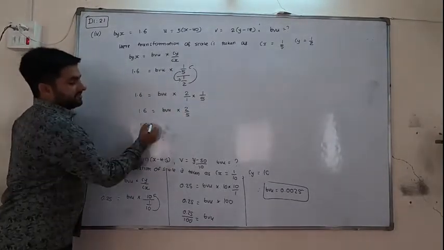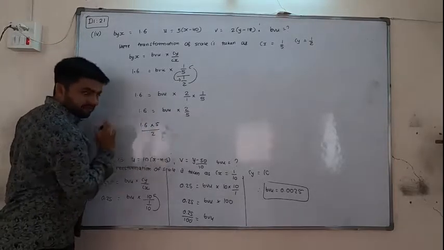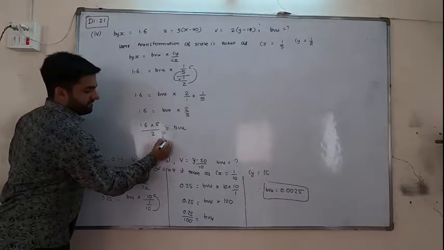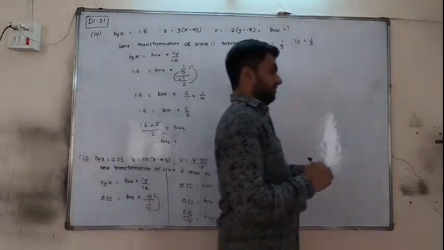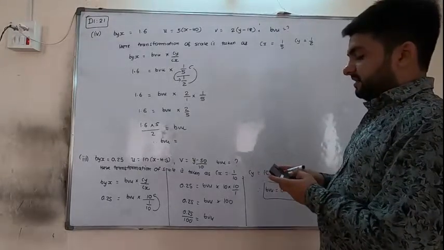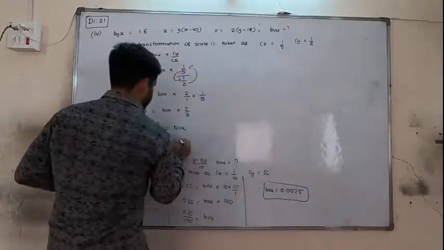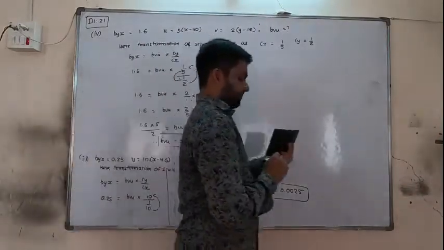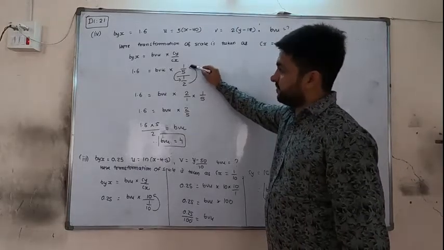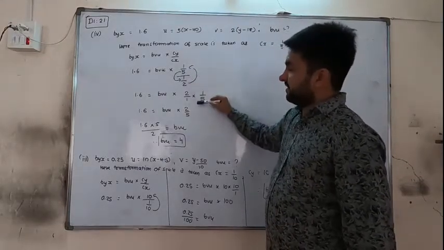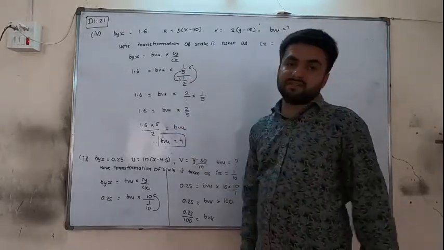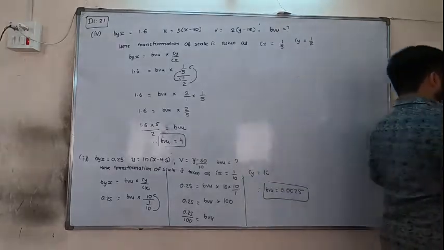Now again 1.6 into 5 divided by 2. Now we have to take it here also, is equal to Bvu. Therefore Bvu is equal to, I think 4. 1.6 into 5 divided by 2 is 4. First, you have exchanged denominator in numerator and numerator's denominator in denominator. Now after that we have to take them there. So division, multiplication. Okay? Yes.